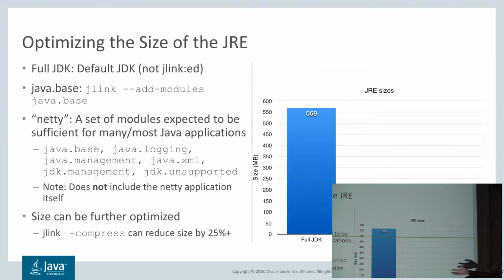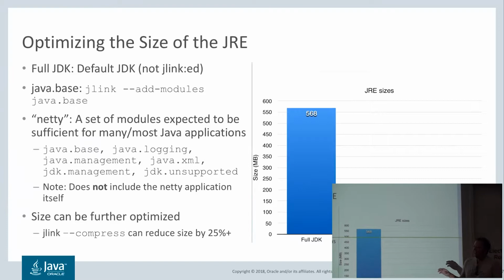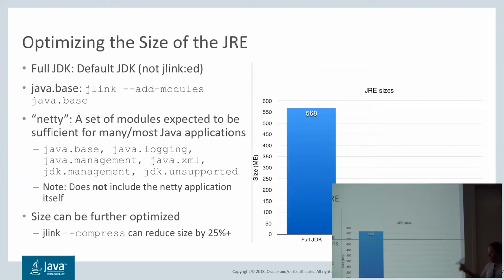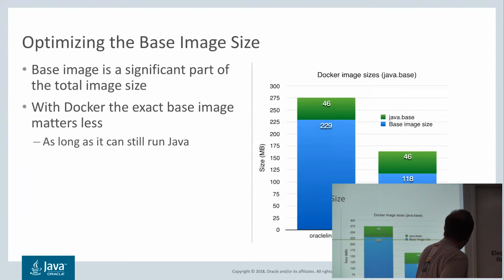You may need a few additional modules, but it turns out that unless you have really weird dependencies, you'll end up with something that is almost like Netty in size. And as you can see, the difference between java.base and Netty is actually not that huge, so keep that in mind. I'll also say that Netty here does not contain Netty, the application. It's just the JRE for running Netty. This does not include your application, it's just the runtime, so to speak. Okay, so that's neat. We went from 568 megs down to 46 or so.